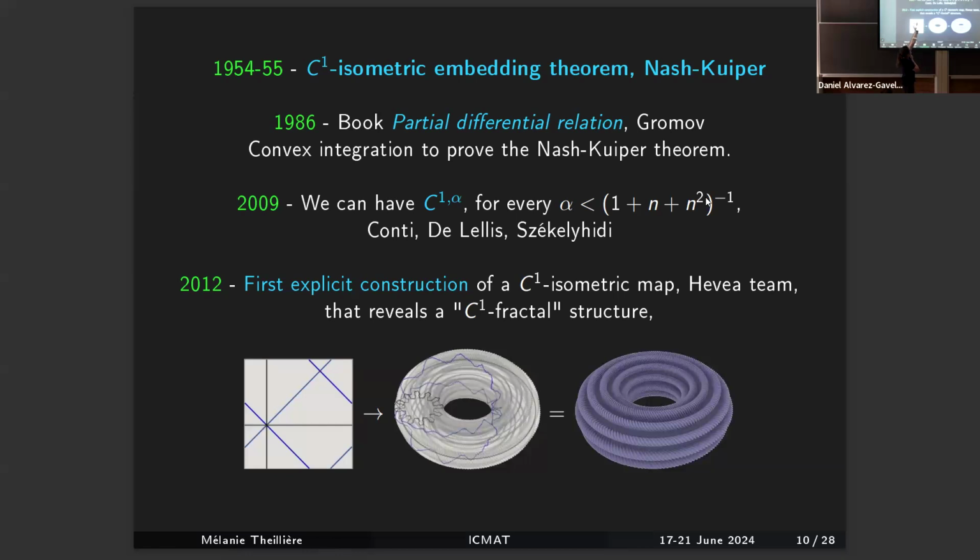Conti, De Lellis and Székelyhidi proved that it's possible to have regularity up to 1 over 1 plus n squared power minus 1, where n is the dimension of my manifold. And we have also a first explicit construction of such an isometric map by the Hevea project team, which reveals the C1 structure.